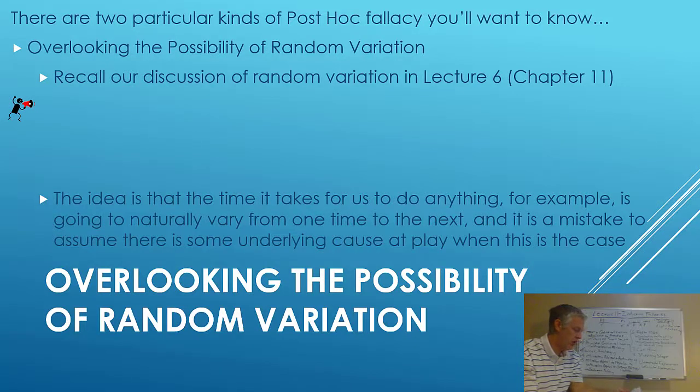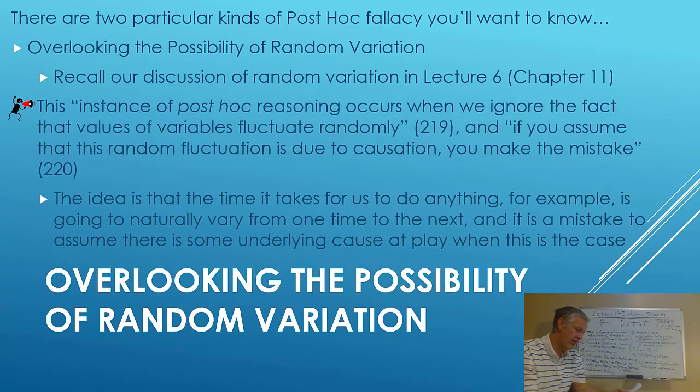So as I mentioned, this is quoting pages 219 and 220. Quote, "This instance of post hoc reasoning occurs when we ignore the fact that values of variables fluctuate randomly," 219, and quote, "If you assume that this random fluctuation is due to causation, you make the mistake," end quote, page 220. So as I mentioned at the bottom there, the idea is that the time it takes for us to do anything is going to vary from time to time, no matter what. And so we have to appreciate that and not lose sight of that.